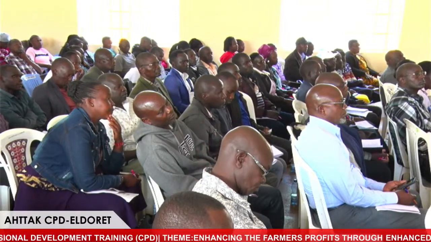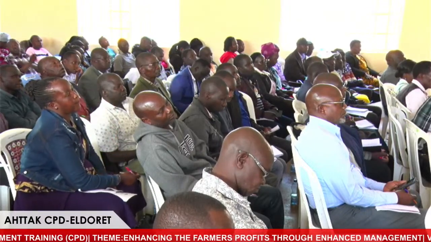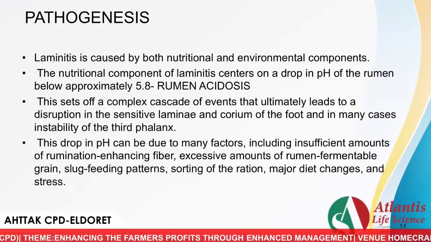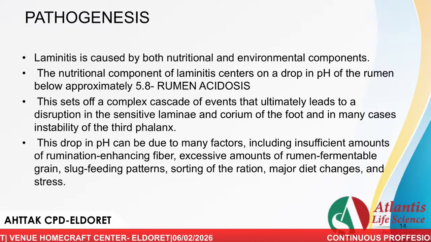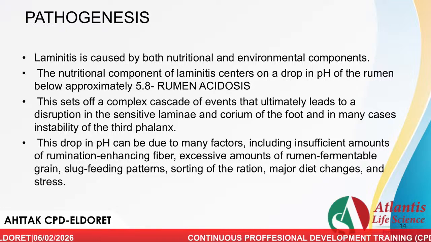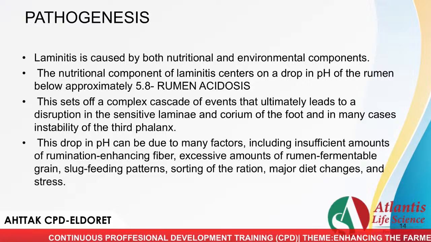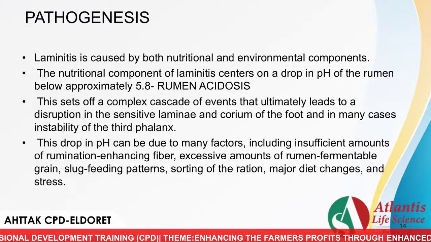I don't know if we have understood how it comes. So one, we have lactic acid in the rumen. When we have lactic acid in the rumen, the pH of the rumen will be what? It will come down. And when it comes down, it kills bacteria. When it kills bacteria, the bacteria will produce the toxins, which will then work on the coronary band or the corium of the hoof. And then laminitis sets in. Okay? So basically that is what we are saying.